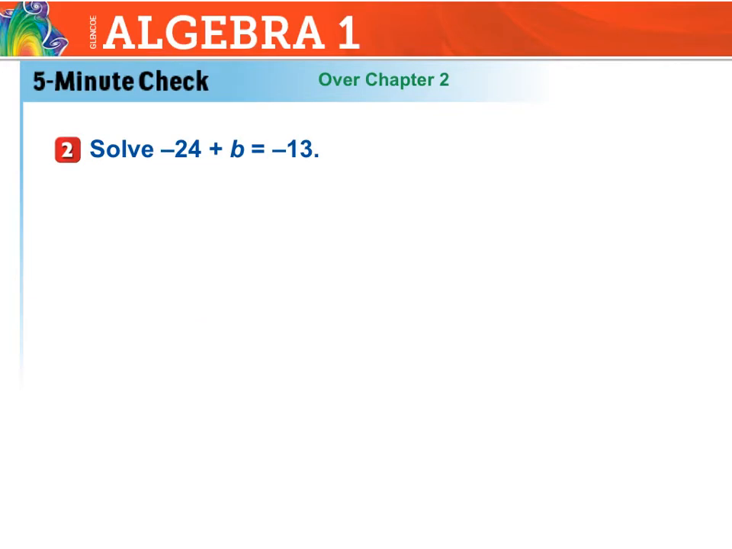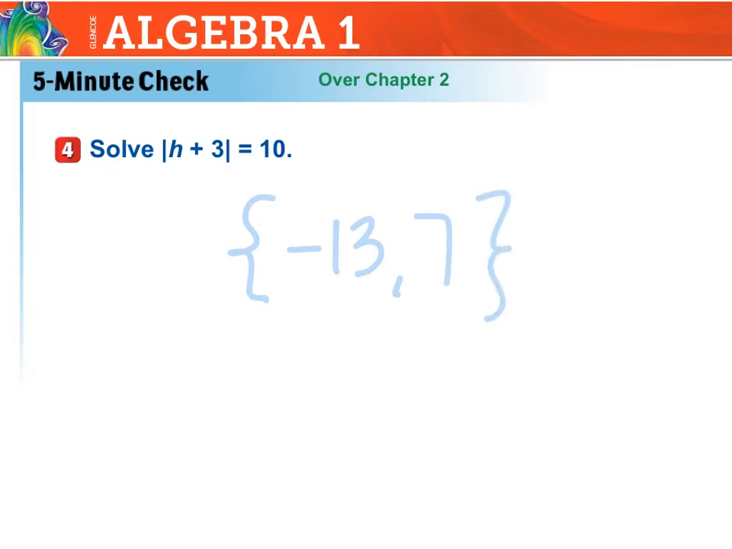Alright, this one we did want to solve. When we solve for b, tough one here, we get 11. Next one, n equals 6. Alright, absolute value one. Hopefully you have 2 answers. In my best curly brackets, they are negative 13 and 7. That right curly bracket is awesome looking.